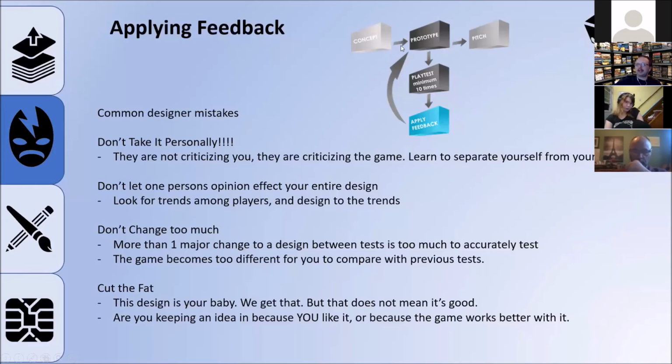A little thing that we have here is going through your entire production, the entire production element. So once you have your concept up at the top on the screen here, you're going into your prototype. You're playtesting your prototype, applying the feedback, reworking your prototype, going back into playtesting. And this is a continual cycle for you. This is something that you're going to be in for quite a while.